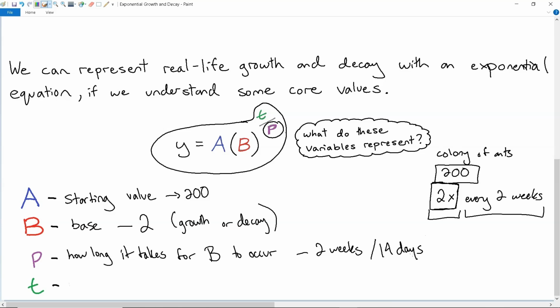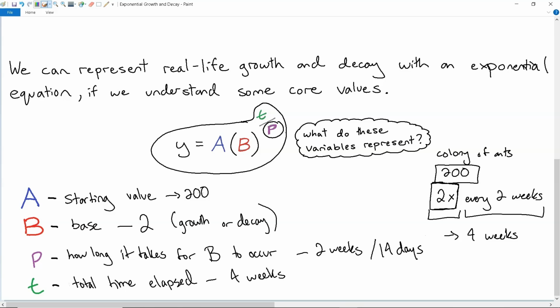And then finally, t is just our variable for the overall time that's elapsed. So let's say we have a colony of 200 ants. Their population doubles every 2 weeks, and we've let this population grow for 4 weeks. So time is the total time elapsed in a scenario. And in this case, we've got 4 weeks.